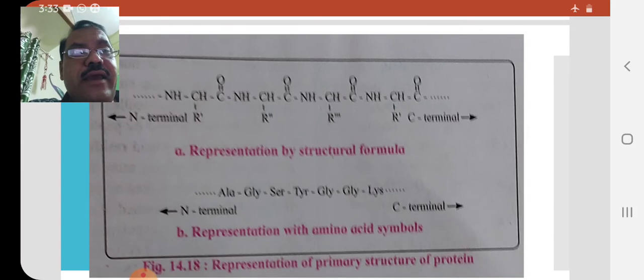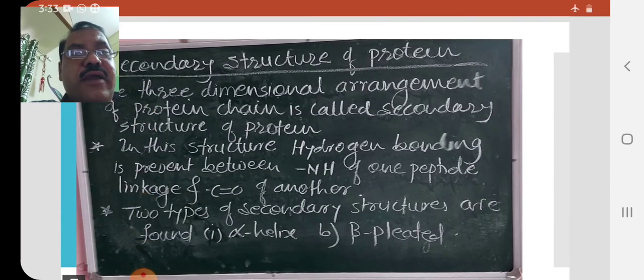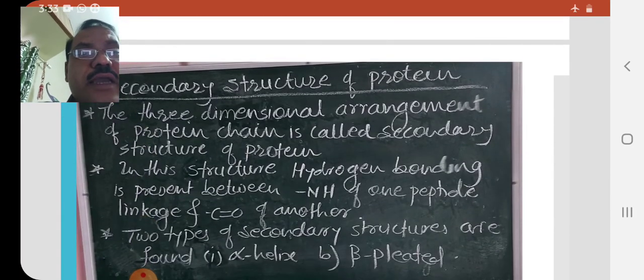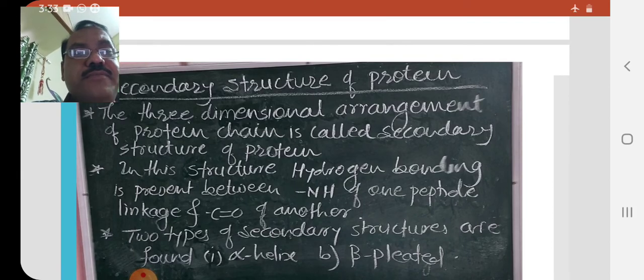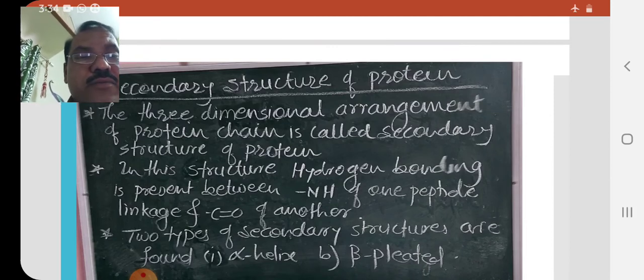Now the second type is the secondary structure of protein. It is a three-dimensional arrangement of the protein chain. In this structure, hydrogen bonding is present between the NH of one peptide linkage and the CO of another peptide linkage. So, two types of secondary structures are found: alpha helix structure and beta pleated structure.